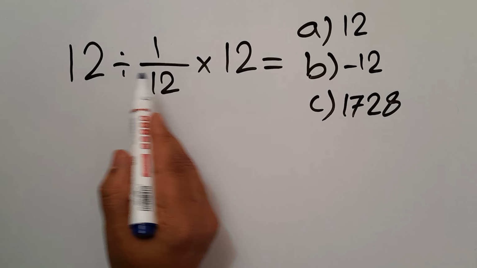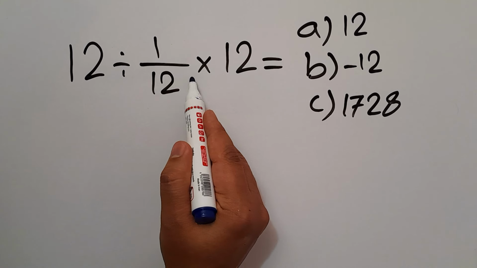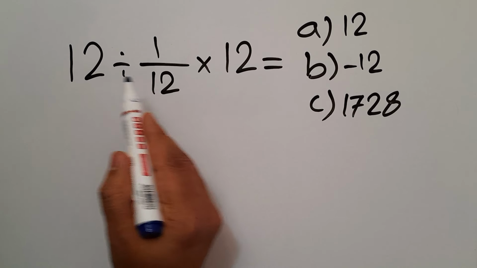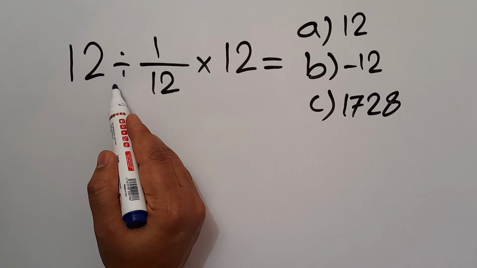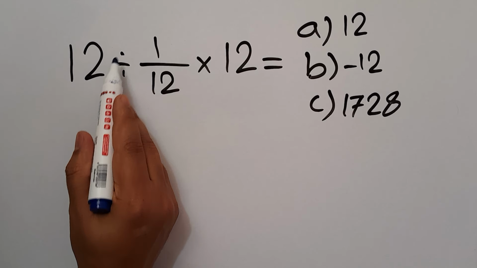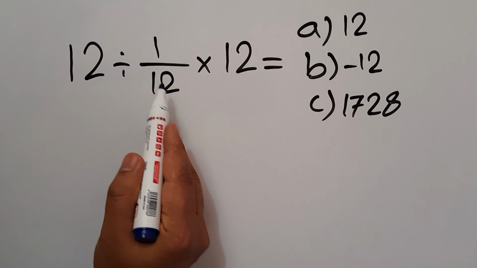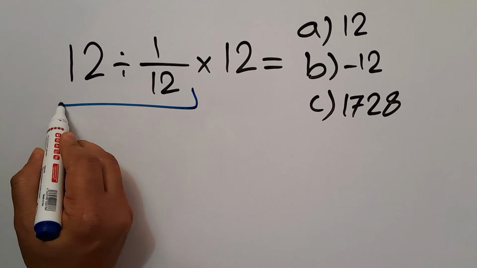In this expression, we have one division and one multiplication. As we know, multiplication and division have equal priority and we have to work from left to right. So first this division, 12 divided by 1 over 12.